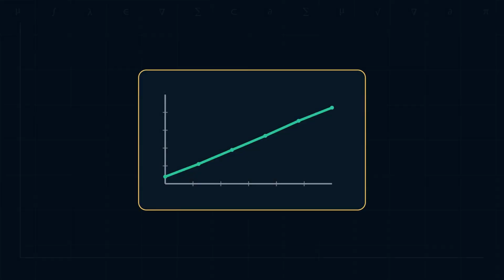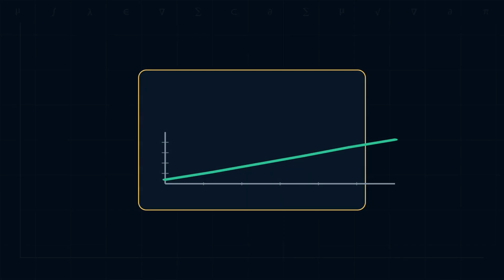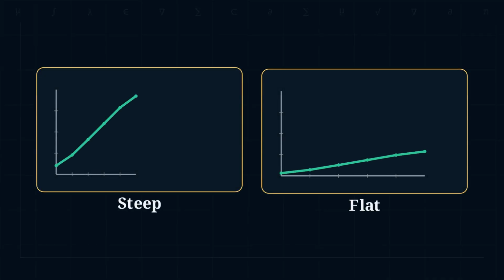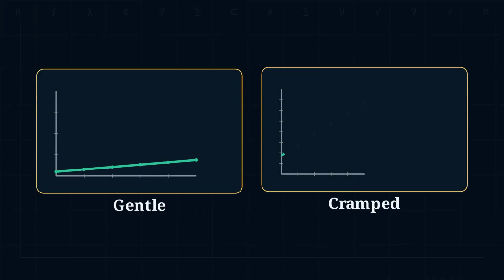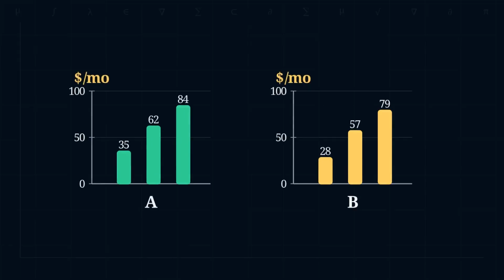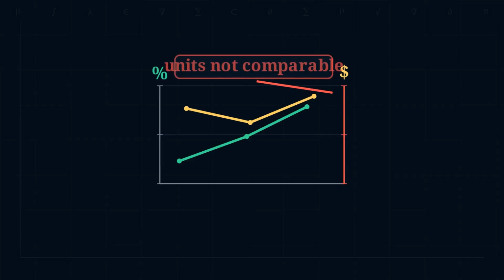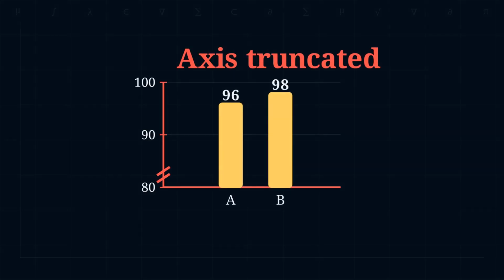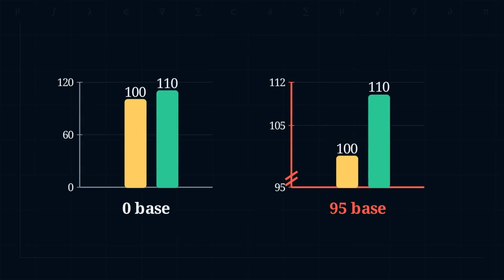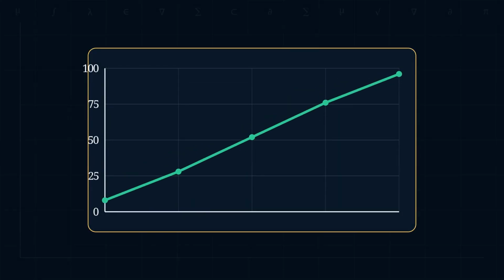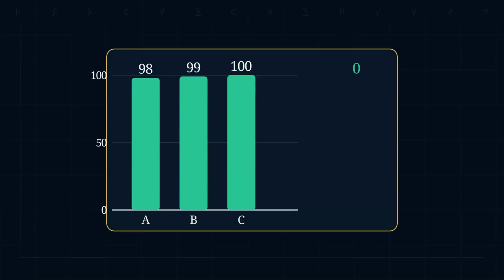Axes and scaling matter more than most people think. A steep trend can look flat if one axis is stretched, and a gentle trend can look dramatic if the scale is cramped. Keep units consistent and scales comparable, or annotate when that is impossible. If you truncate axes, be explicit about it, because a zero baseline can change how you perceive relative change. The geometry should reflect the truth of the measurement, not an accident of plotting defaults.